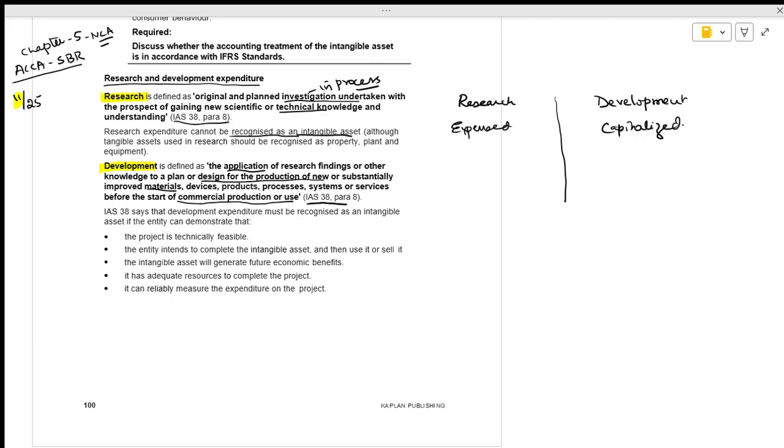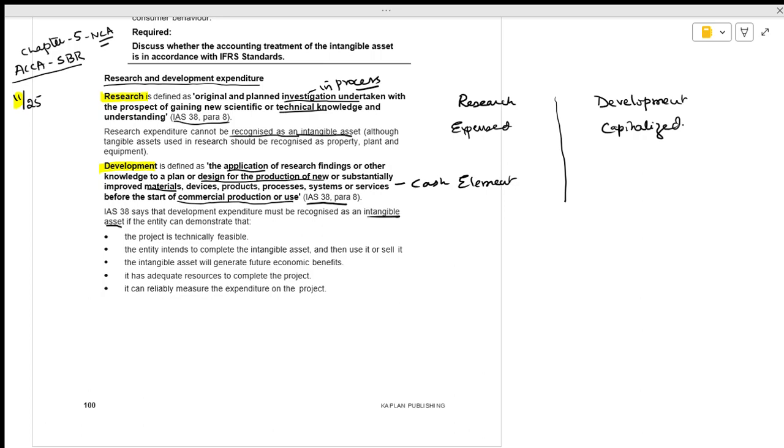Means if it is development, there will be a cash component. Is it? Future cash flows will be there. Is it? It will contribute. IAS 38 says that development expenditure must be recognized as an intangible asset. Whenever we are talking about development, we have to identify it as an intangible asset.